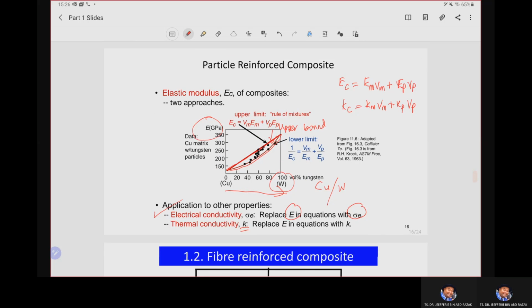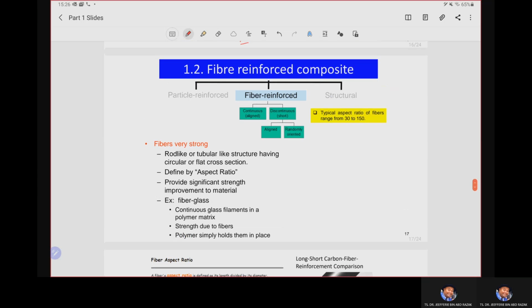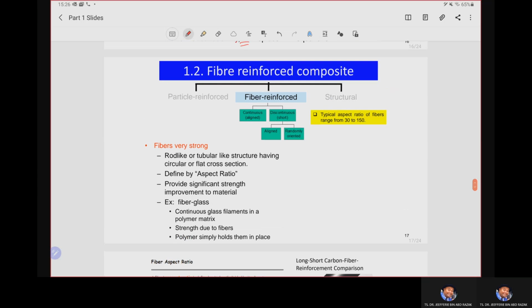So next we go to the slide about the classification of fiber reinforced composite. We have actually finished discussing the particle reinforced type of composite. Okay. The second type of composite classification is based on the geometrical shape of the dispersed phase, which is the fiber reinforced composite.